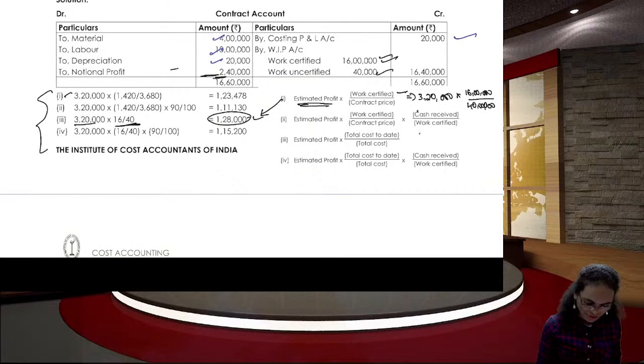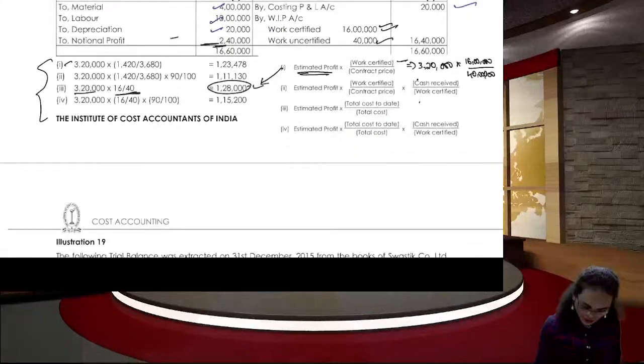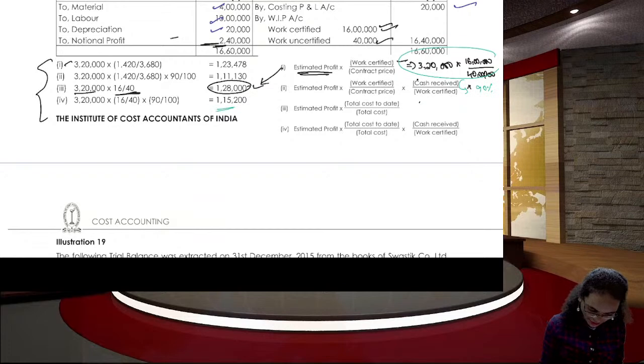Next one, into this one, what is the percentage of cash received? Cash received by work certified. What is the percentage of cash received? 90%, right? So for the same answer, you multiply with 90%. You will get 1,15,200. So this one is this one.